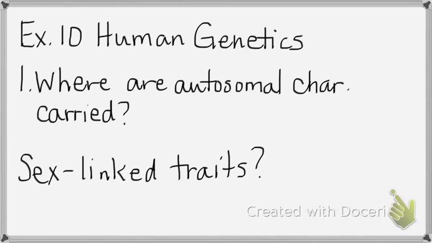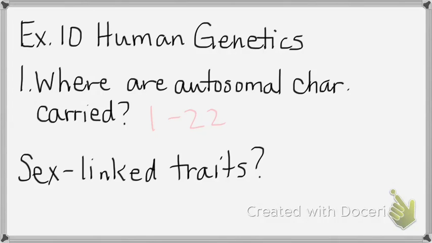And the first question is, where are autosomal characteristics carried? And I'm asking specifically, what chromosomes do we consider autosomal? Does anybody know the answer to that? What chromosomes? Chromosome 1, any others? 1 through 22. That's excellent. Thank you, Tim. It is 1 through 22 are the autosomes. Can you guys see that okay?